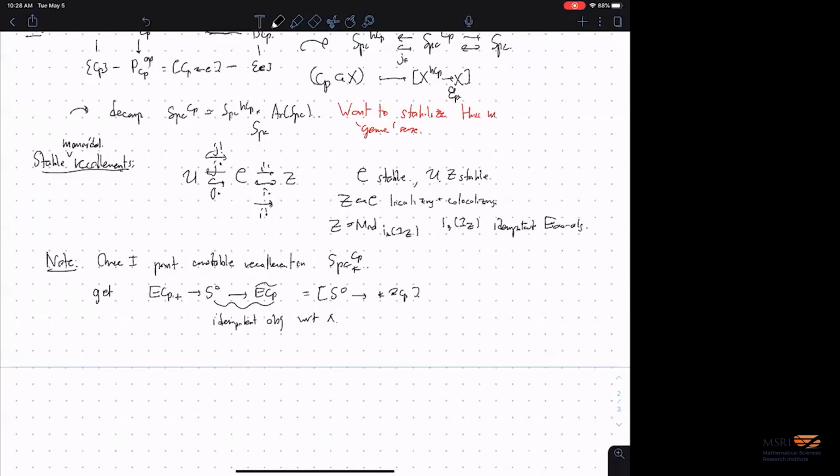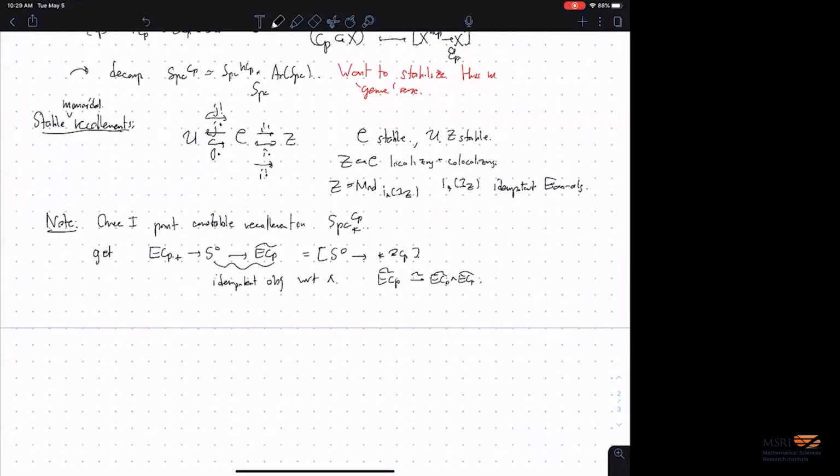By idempotent object, I mean that you have that the induced map from ECP twiddle to ECP twiddle smash ECP twiddle is an equivalence. So I have my idempotent infinity algebra. And of course, we know that sigma infinity from pointed CP spaces to CP spectra is strong symmetric monoidal. So that immediately determines the stable monoidal recollement that I'm looking for.